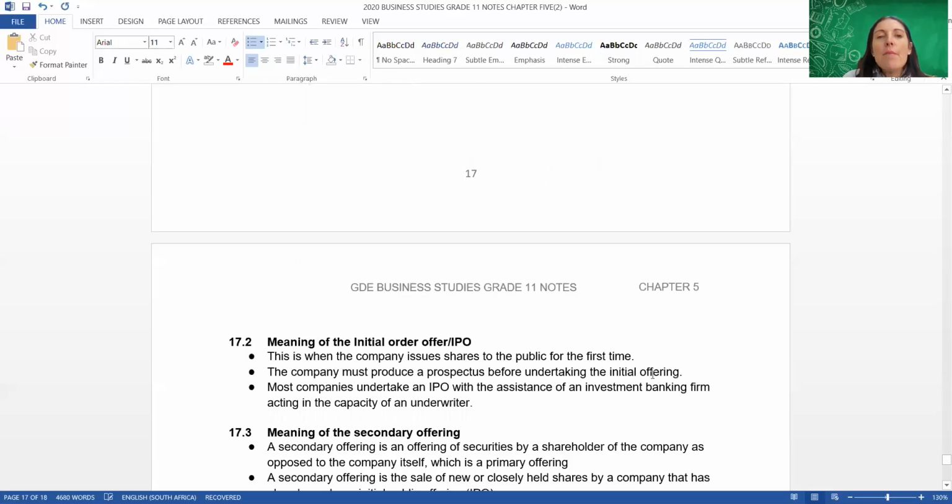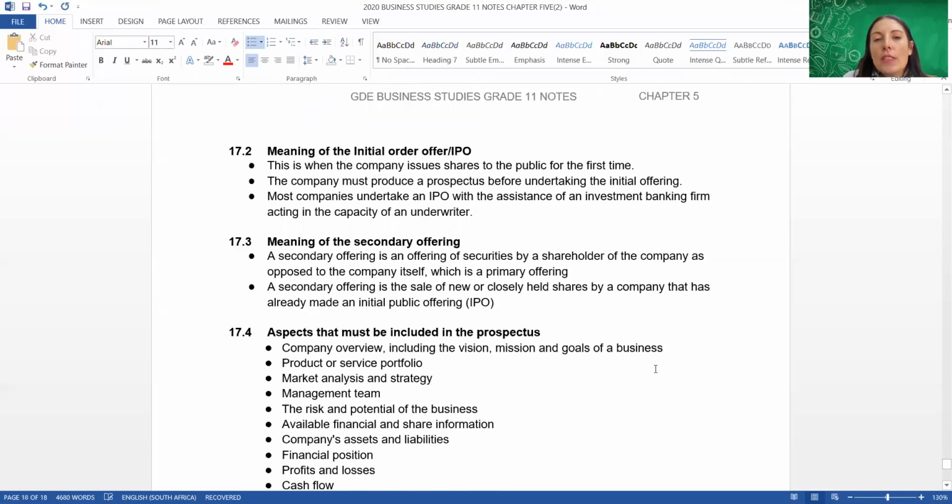Good. Now, a few other concepts that are quite important and interesting. The first one, the meaning of the initial public offer, or the IPO. This is when the company issues shares to the public for the first time. Now, I will also put a link to a video, unfortunately from overseas, but it explains this whole process quite nicely. I just want to read through this, and then I'll discuss it a bit.